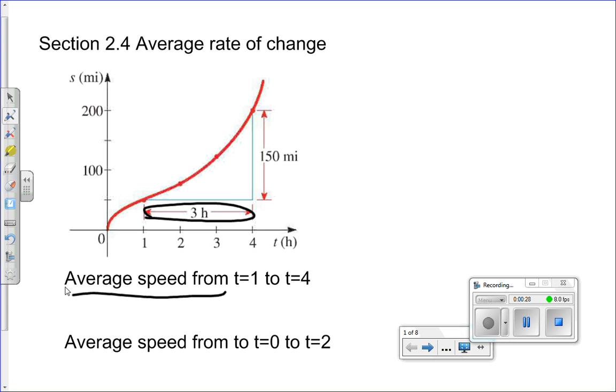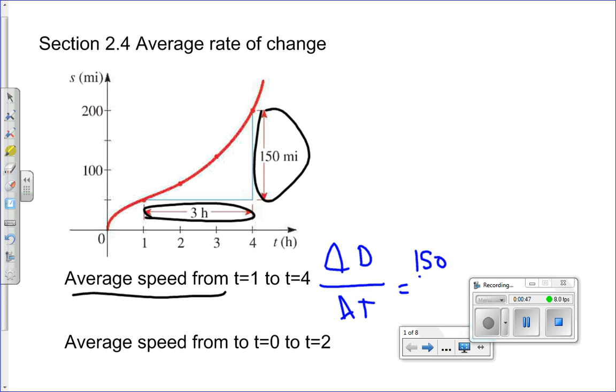And then how much does your distance change over that time interval, which is this distance on the vertical axis. So your average rate of change from t = 1 to t = 4 is just going to be your change in distance divided by the change in your time. Change in distance is 150, and the change in time is 3 hours. So we would say the average rate of change is 50 miles per hour.